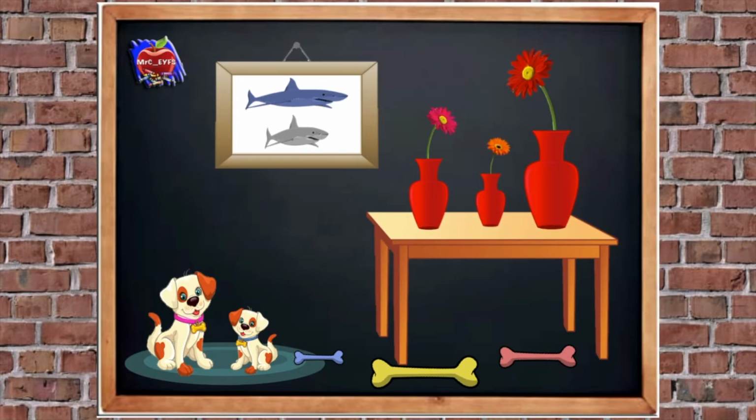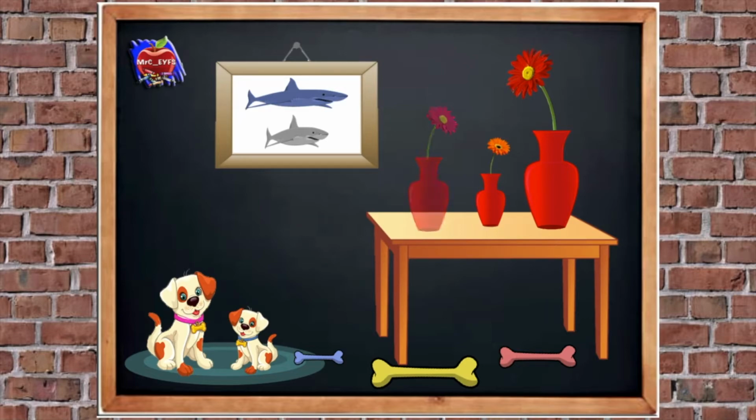Right, let's move on to our flowers. What can you tell me about the flowers? Excellent. So the orange flower is the shortest and the red flower is the tallest. Excellent, because we're measuring the height, so it's the tallest.